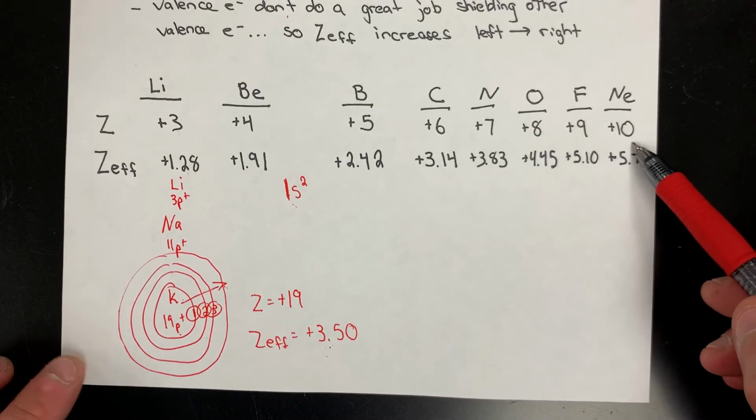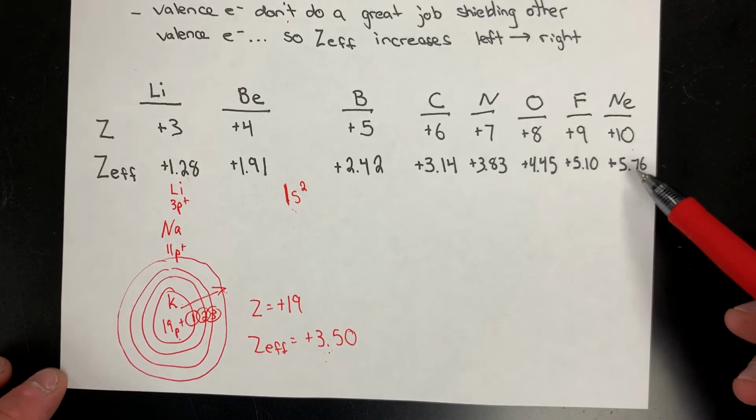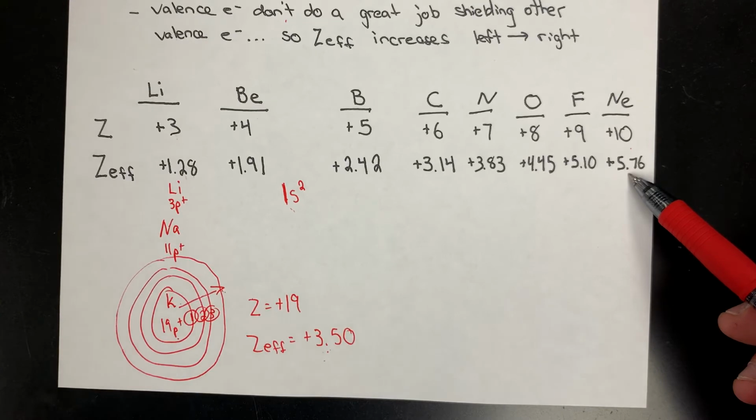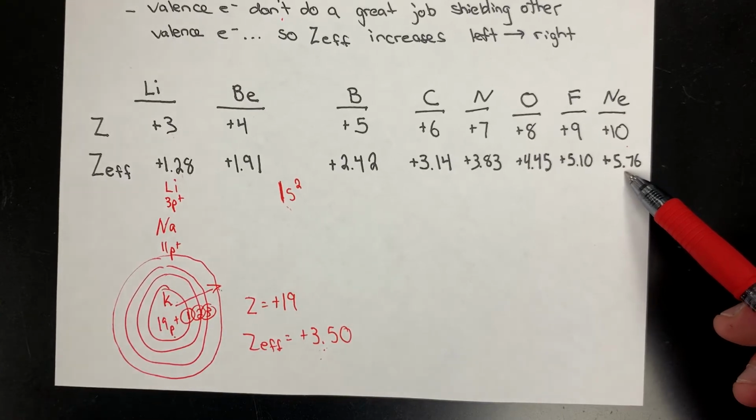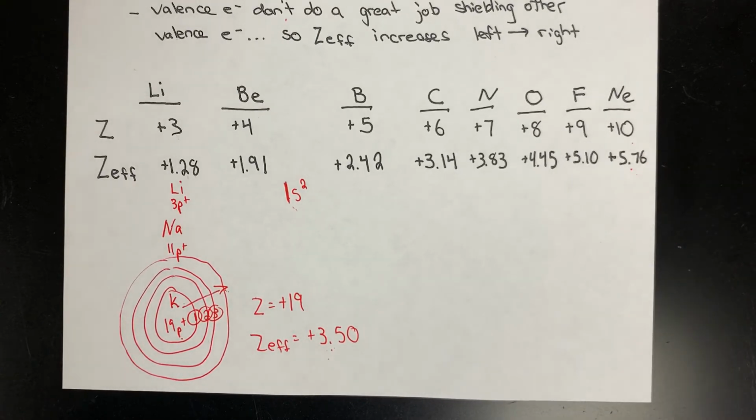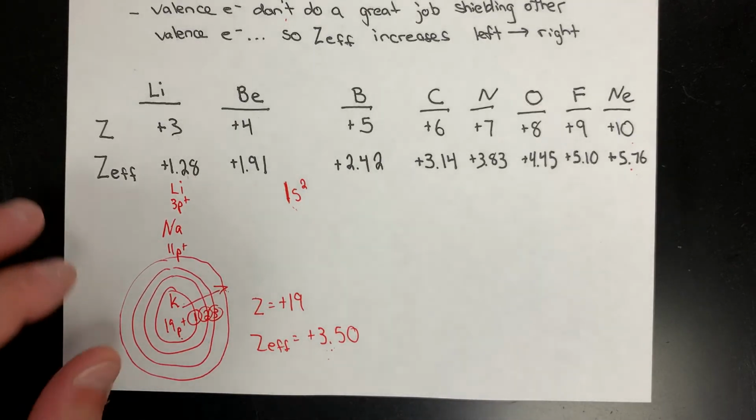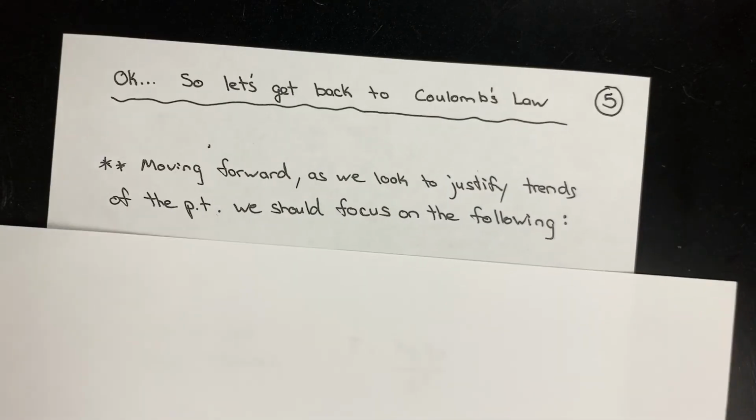In fact, even though neon has fewer protons, it actually has a greater effective nuclear charge because it experiences less shielding, okay? All right, so let's go ahead and wrap all this up. So, getting back to Coulomb's law, okay?